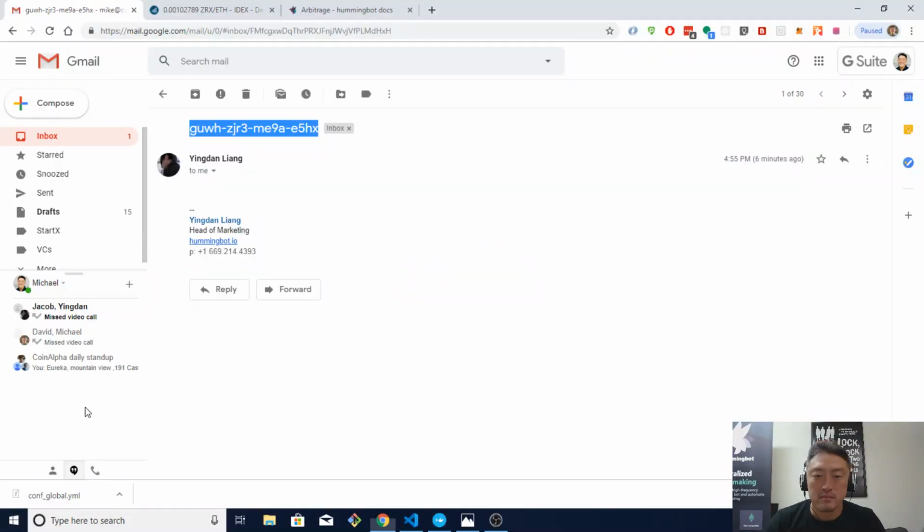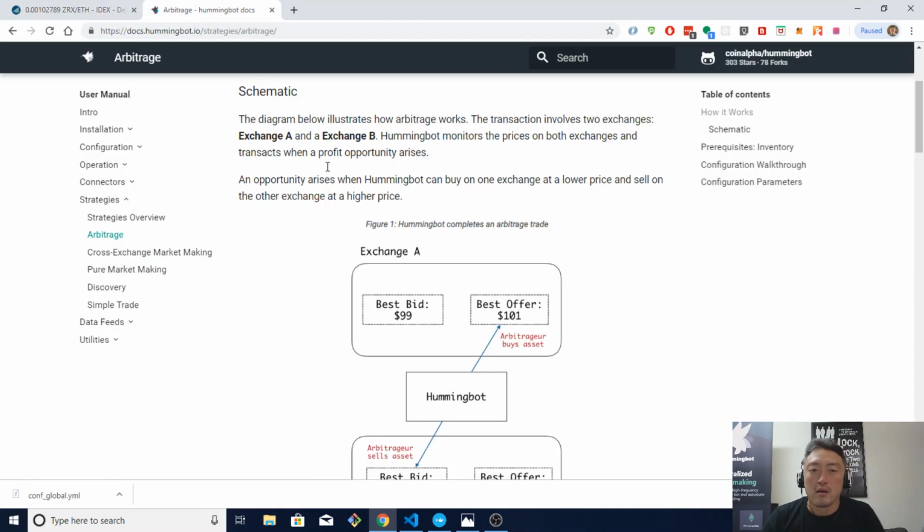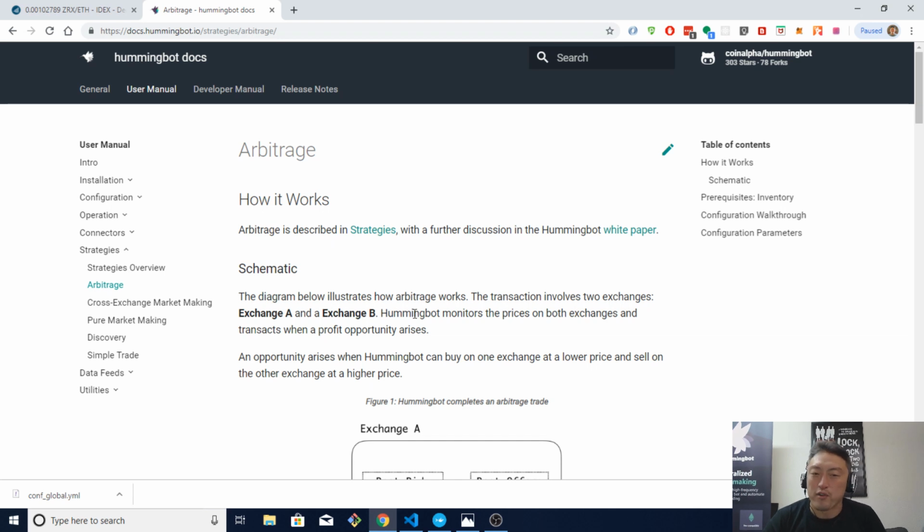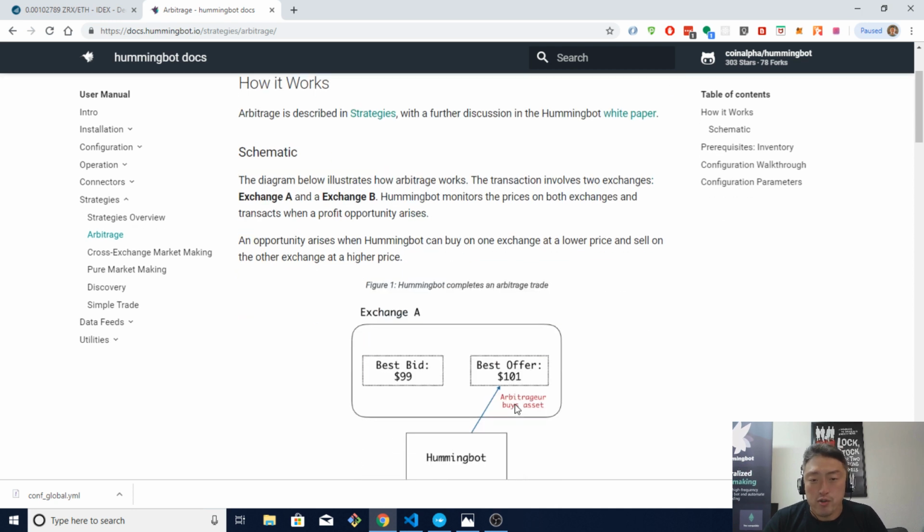So without further ado, let's go into the details of the arbitrage strategy. The first thing I would say is that we have documentation on arbitrage, and I recommend that if you're going to be creating a trading bot, especially one that's going to be using your real capital, that you read through the documentation we have on the arbitrage strategy.